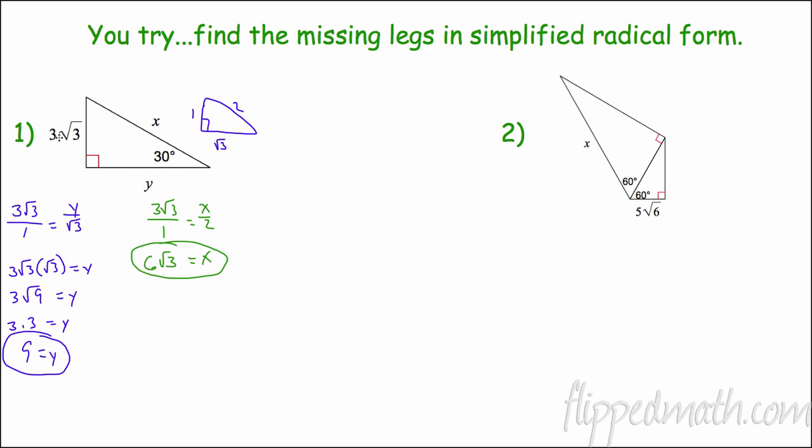So over here, I have 3 radical 3 over the same side as 1, and y over the same side radical 3. Multiplied radical 3 up, got radical 9, and the square root of 9 is 3. 3 times 3 is 9. So y was 9. Then I did the second, 3 radical 3 over 1, and then the big side over 2, which is 6 radical 3.